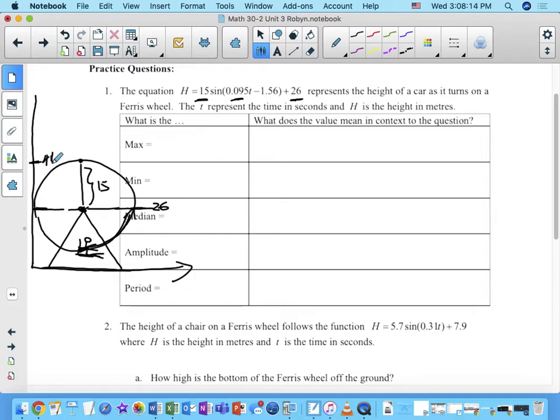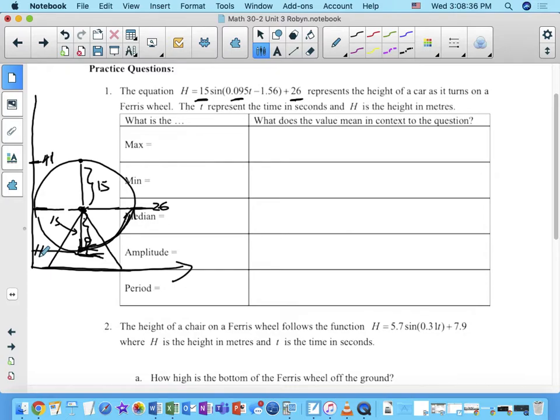And then I could also go down by 15. This is also 15. So what's my minimum? If my middle is 26, I go down by 15? What's 11? There you go. Okay, we're figuring out all sorts of stuff here. Okay, so let's actually fill some of this stuff out.